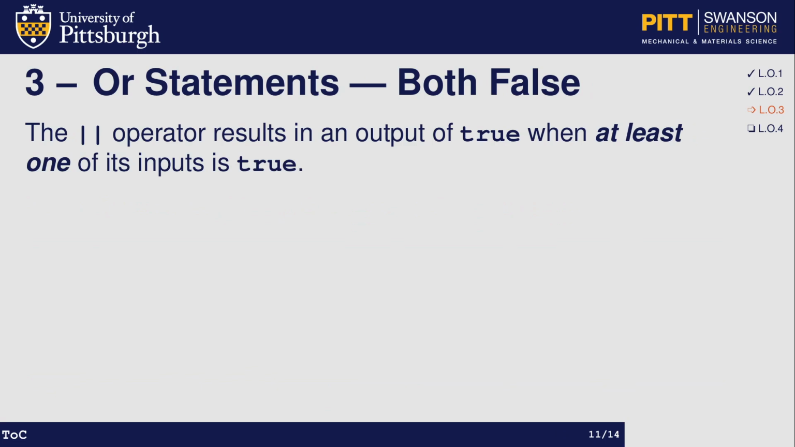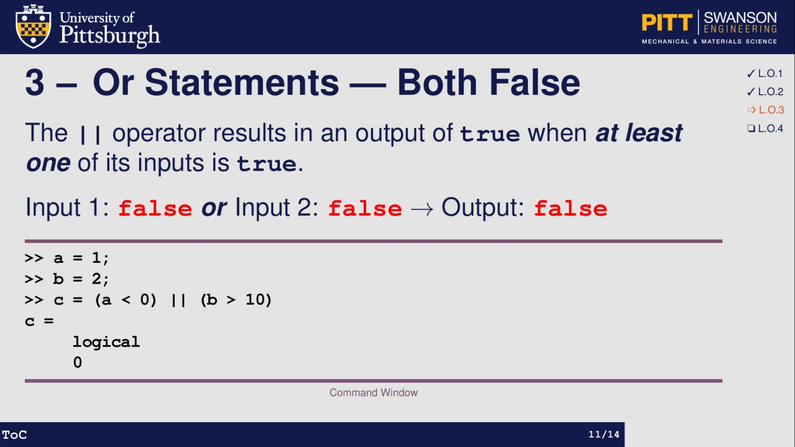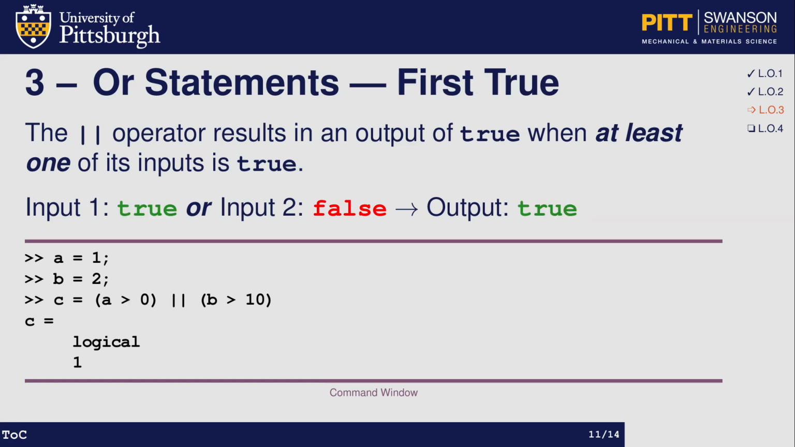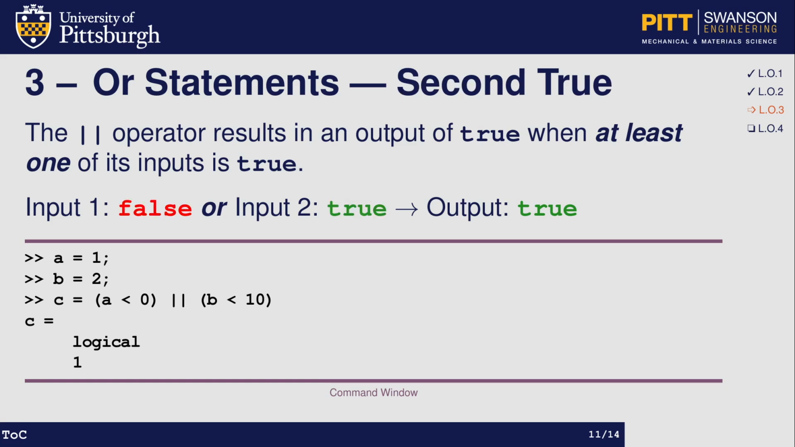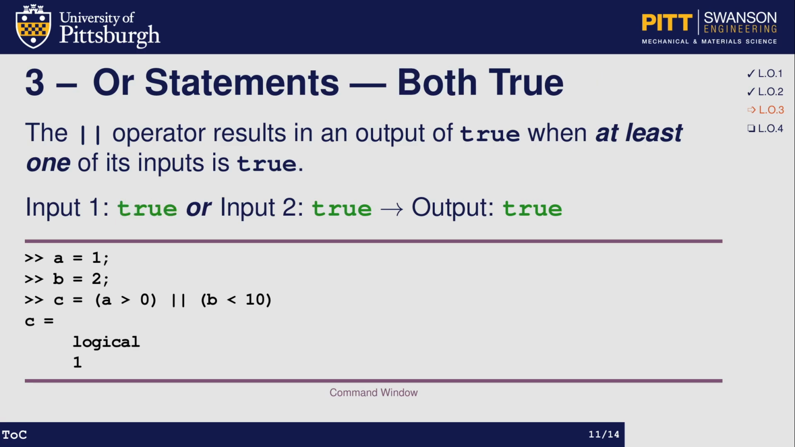In contrast, the double pipe operator results in an output of true when at least one of its inputs is true. In this example, where again A is 1 and B is 2, the inputs of the OR operation are both false because, just like before, A is not less than 0 and B is not greater than 10. Therefore, the output C is also false. But unlike with the AND operator, in this second example, the first argument that A is greater than 0 is now true. The second argument remains false, but the output C is now true because the first argument is true. Similarly, when the second argument is true and the first is false, the output is still true. And of course, when both of them are true, the output C is true.